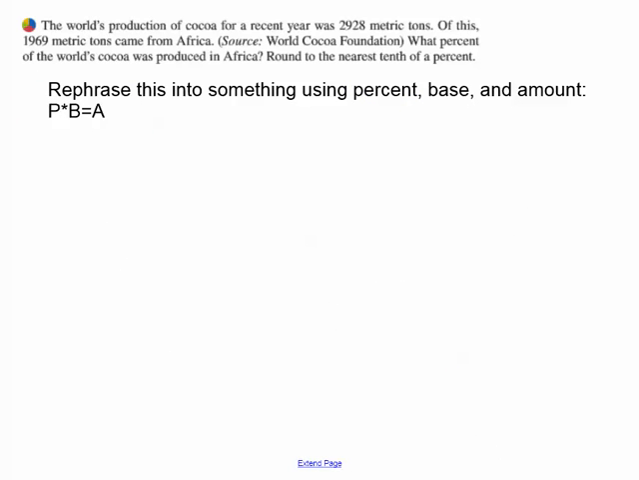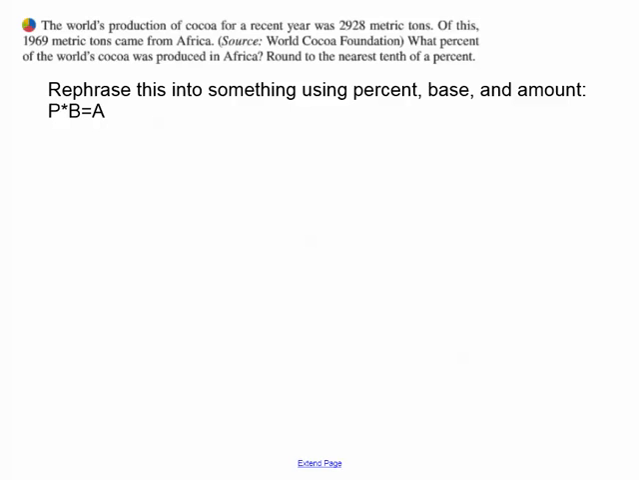Here's a couple of examples we went through previously in videos, and we've got a couple of examples to go through. So example number 1. Here's a problem. World's production of cocoa for a recent year was 2,928 metric tons. Of this, 1,969 metric tons came from Africa. What percent of the world's cocoa was produced in Africa? Round to the nearest tenth.